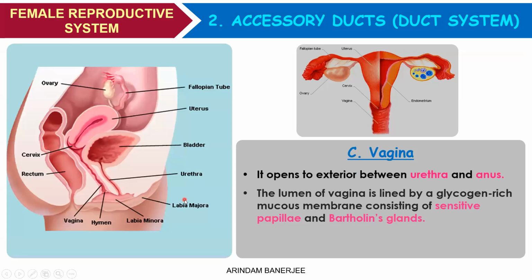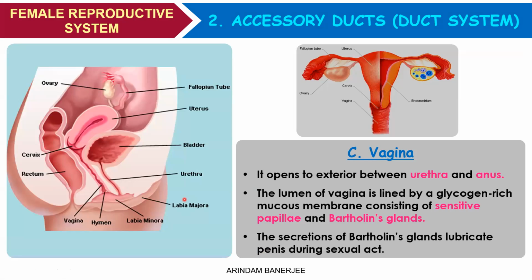Now, the vagina. The opening of the vagina is between the urethra and the anus. The lumen of the vagina is lined by glycogen-rich mucous membrane consisting of sensitive papillae and Bartholin gland.